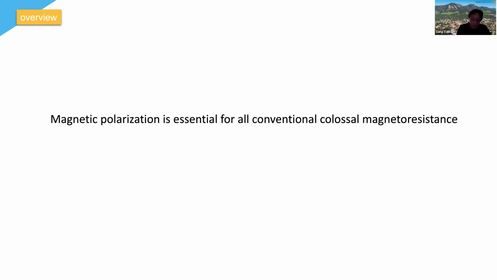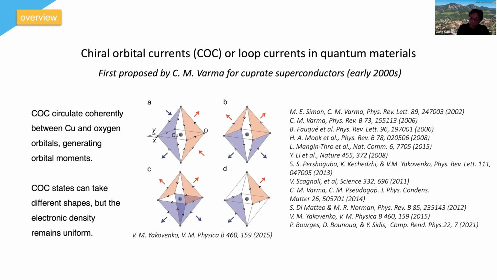And then the other important element in my talk is loop currents, or what we call chiral orbital currents. This was initially proposed by Chandra Varma to address the cuprate superconductors. And this is the cartoon picture; I copied it from one of these papers.